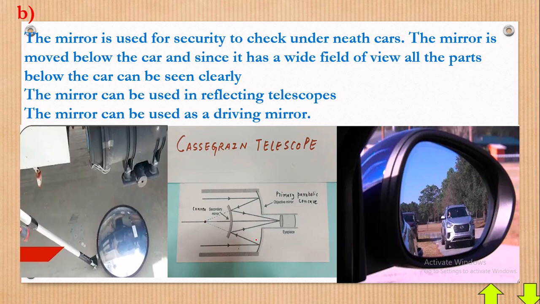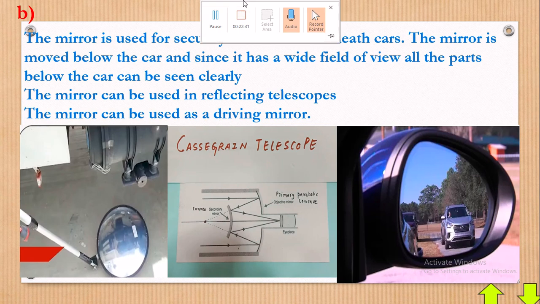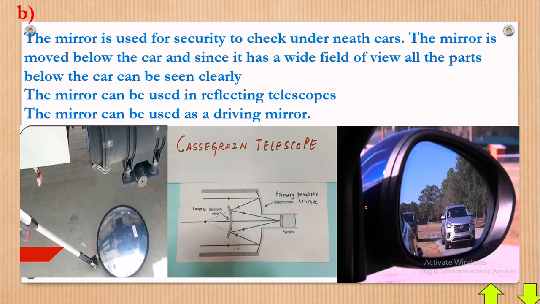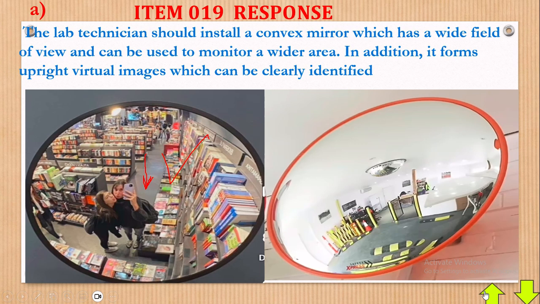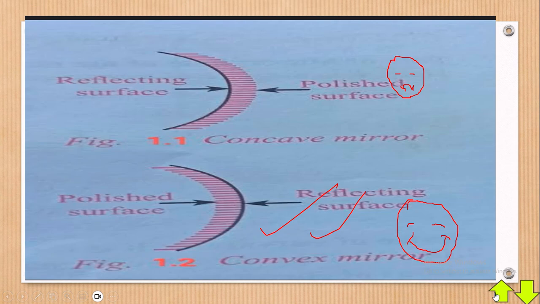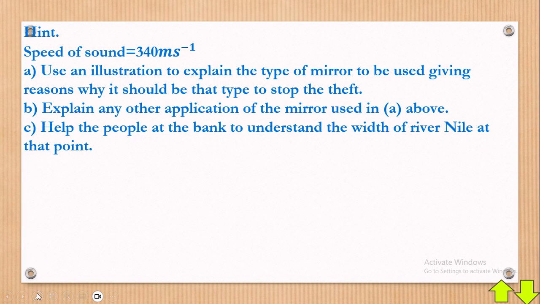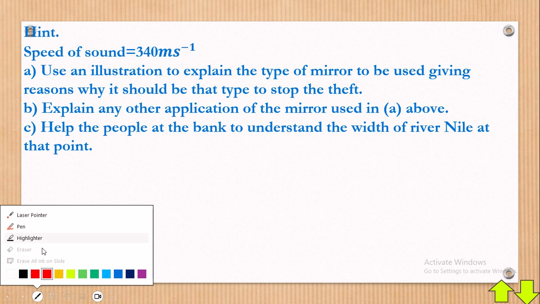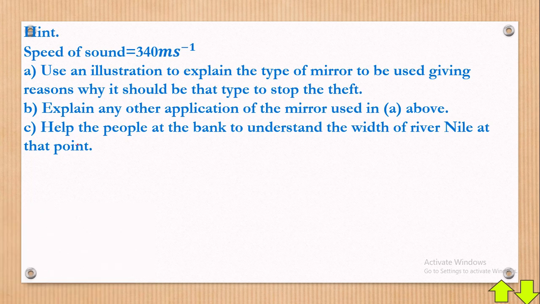Okay, part B has been successfully answered. Let's go to part C, the last one, and we call it a day. Right here, we have part C. Part C is saying, help the people at the bank to understand the width of the river Nile at that point.